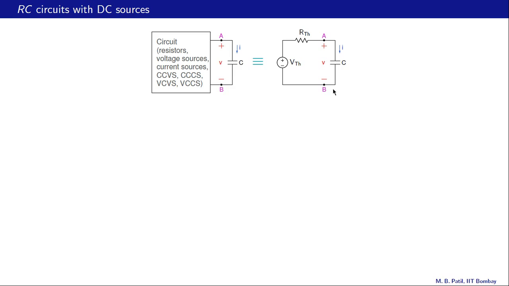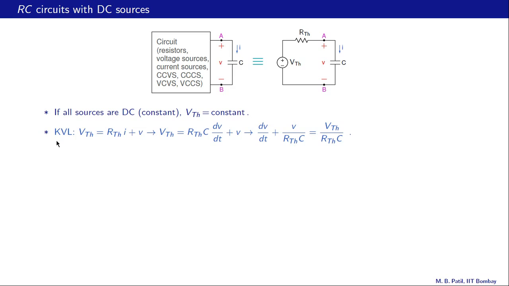Okay, let us now make a few important points. If all sources are DC, a constant, then VTH is a constant, and it's important to bear in mind this assumption. If, for example, we have a sinusoidal voltage source here or a triangular current source here, then our analysis is not going to be valid.